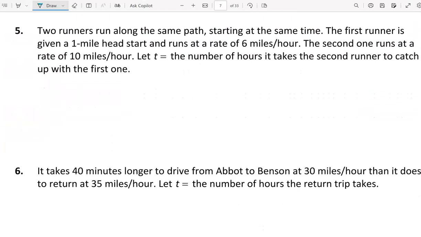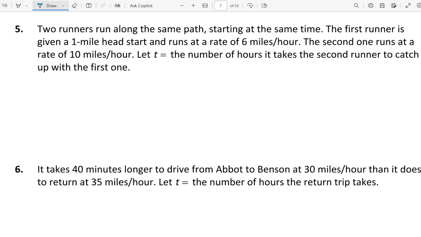In number 5, we have a distance, rate, and time problem. So I'm going to set up a chart to organize the information.